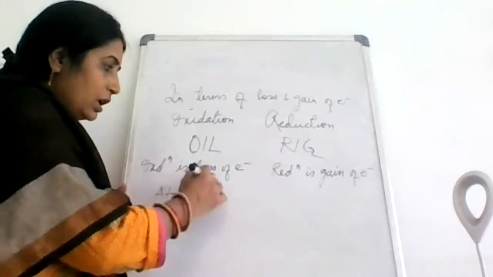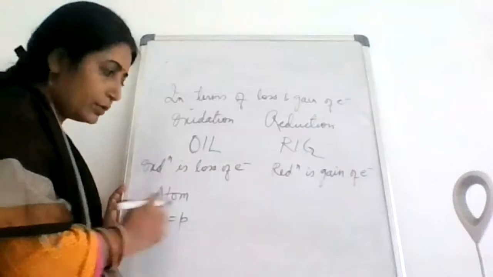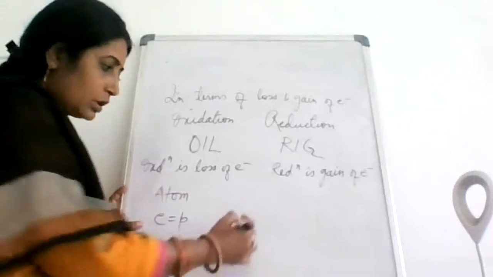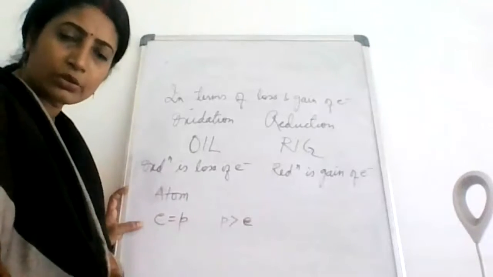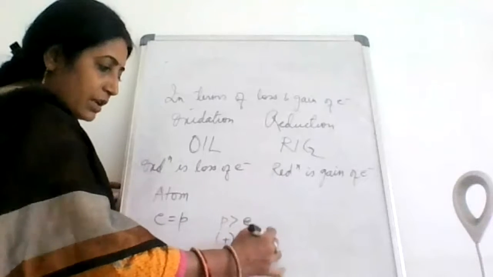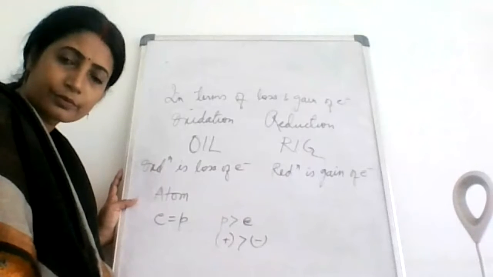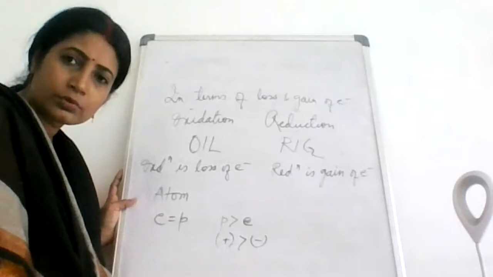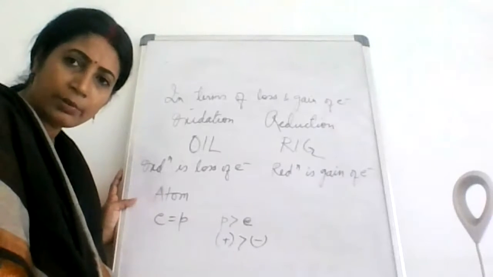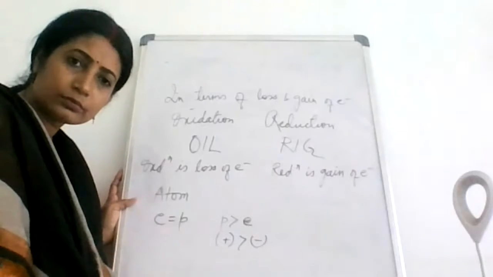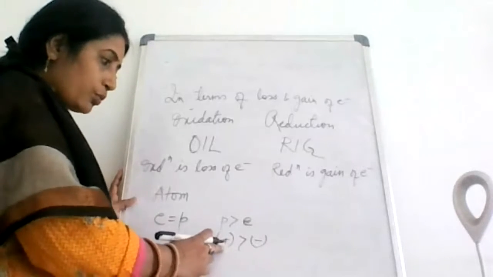But when the electron gets lost, the proton becomes more than the electron. So positive charge increases and negative charge decreases. Yes or no? Yes, ma'am. Everybody, do you agree with me? Yes, ma'am.